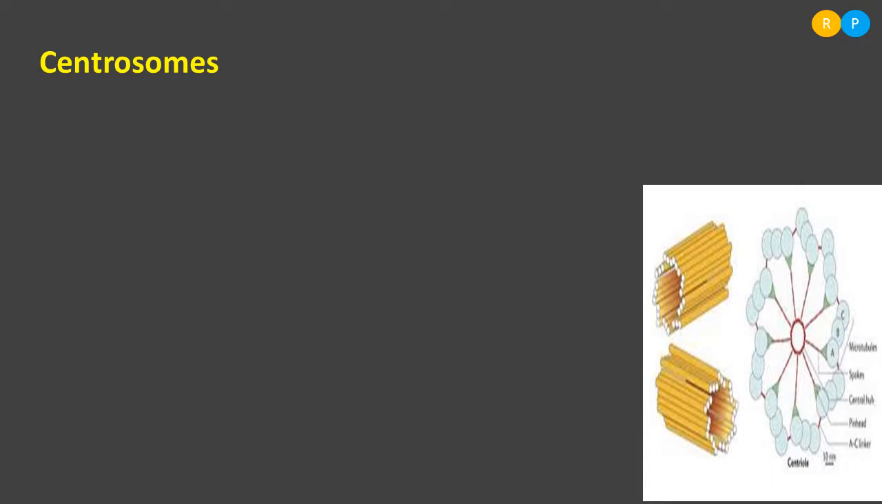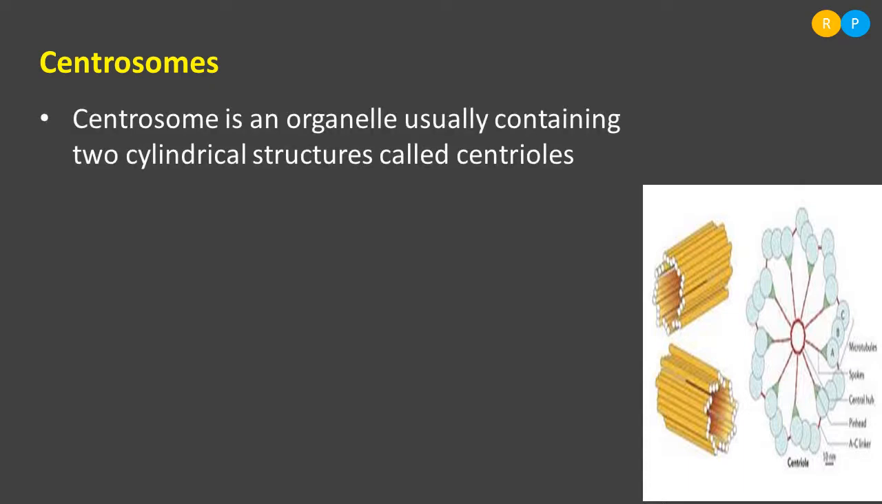So just above the region of nucleus, we can find a very distinct structure, because their structure will be very distinct during the time of cell division. Those distinct structures are named as centrosomes. So centrosomes are the cell organelle usually containing two cylindrical structures called centrioles. Centrosomes are always made out of a pair of structures.